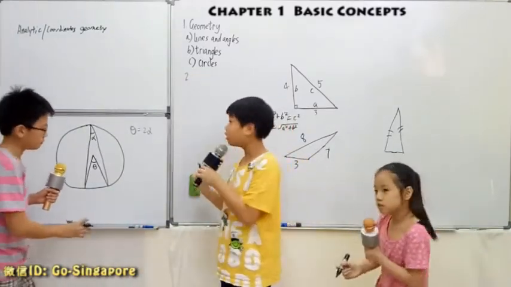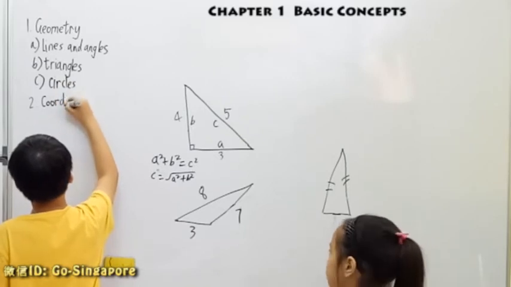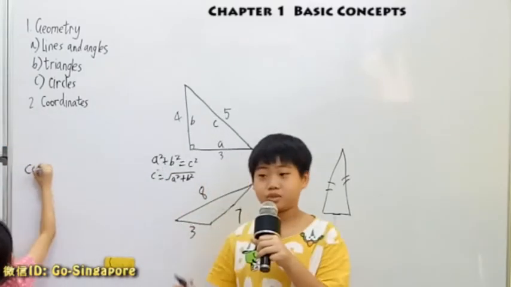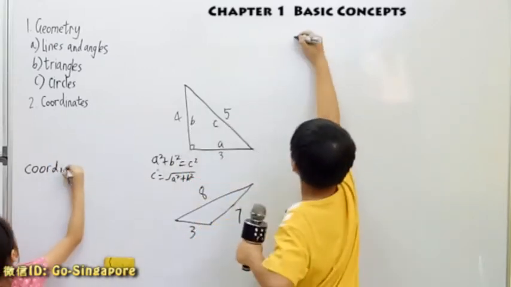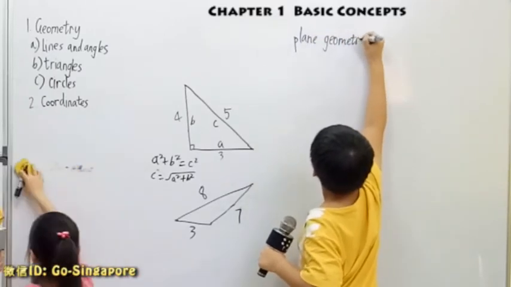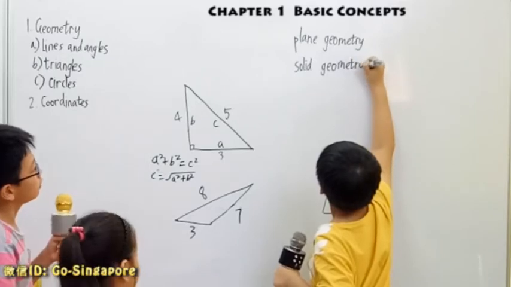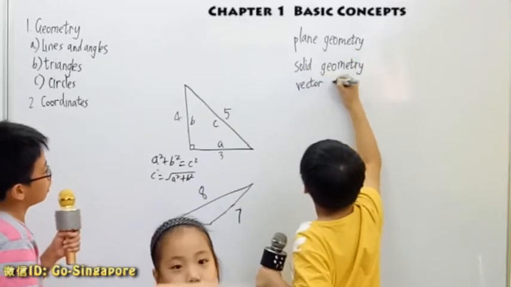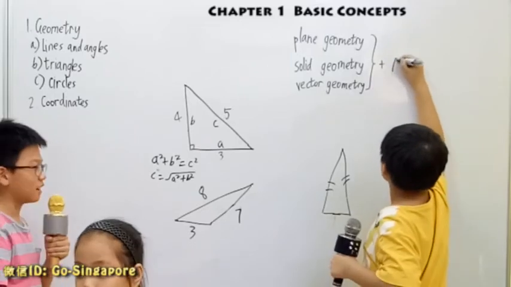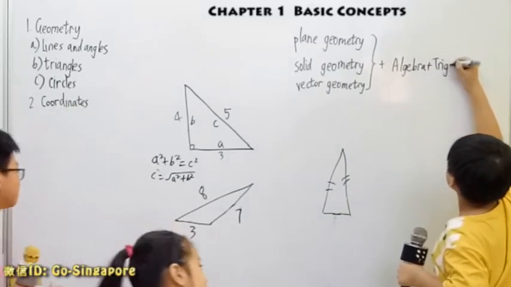Okay, so for this second, coordinate. Remember, first for this geometry, we have different types of geometry. Plane geometry, there's also solid geometry, and last but not least, vector geometry. And don't forget, plus algebra plus trigonometry.